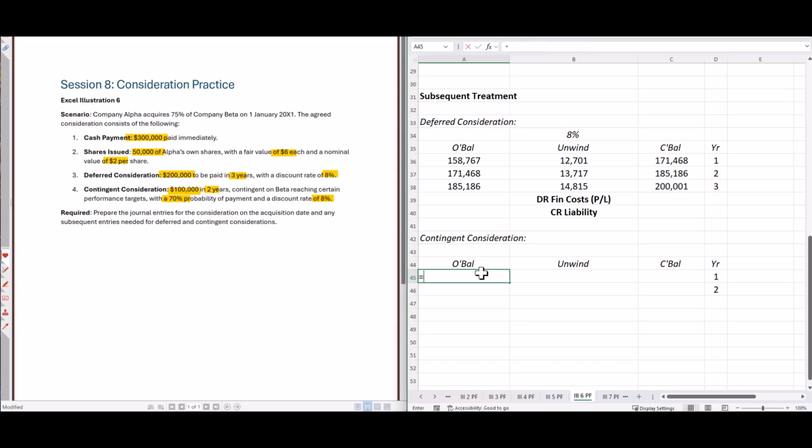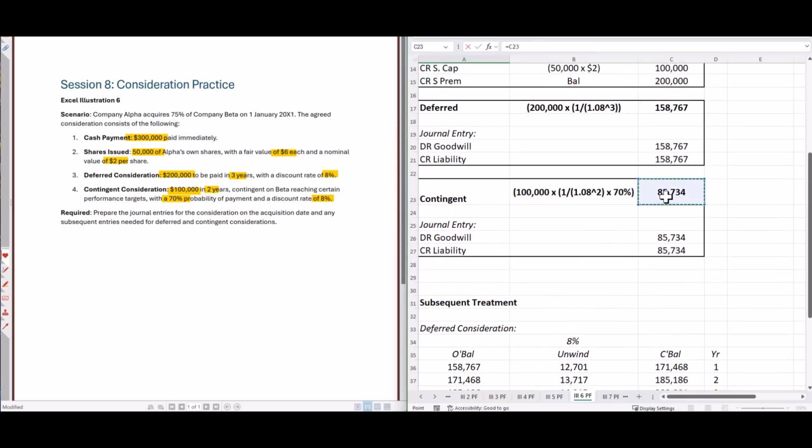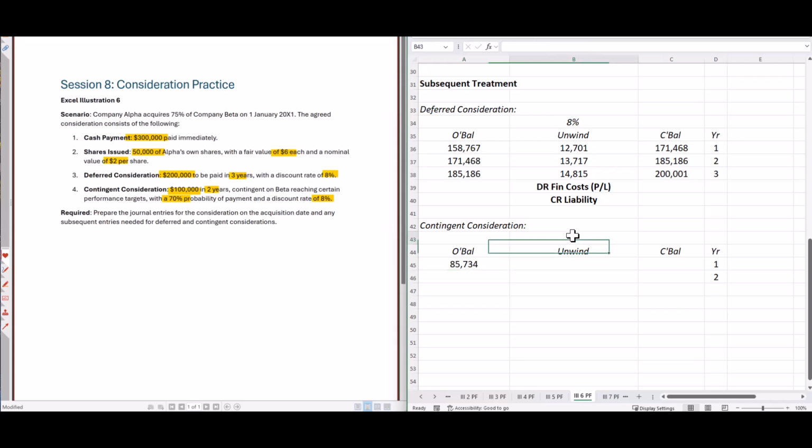Same again for the contingent consideration. So it starts off at the 85. And then we unwind the discount. It was the same discount rate, it was 8%. So actually you could just paste that in. Which means at the end of year 1, we had 92,593. That becomes the opening balance for the following year. And then we do it all again for year 2. And it was only 2 years. So that by the end of the 2 years, the liability is sitting there at 100,000 and you pay it.